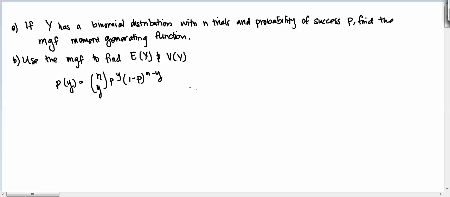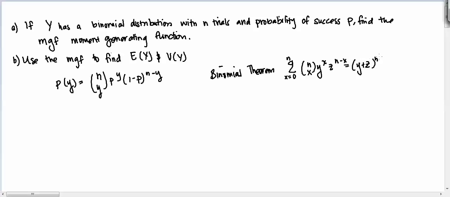And then also a relevant equation is the binomial theorem, which says that if you have the summation from x equals 0 to n of n choose x, y to the x, z to the n minus x, then that's equal to y plus z to the n power. Let me just double check that equation. Yeah.